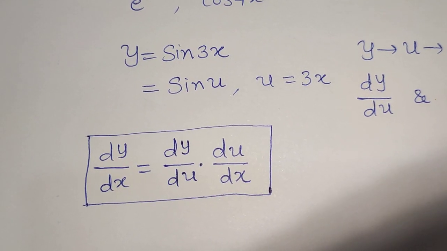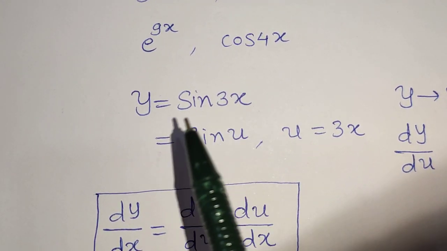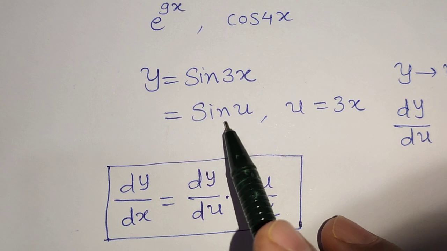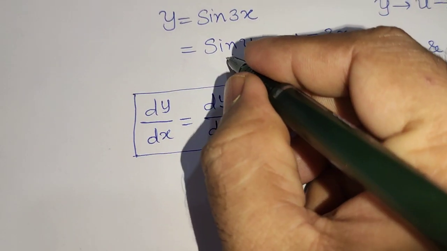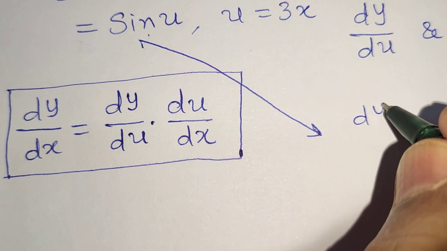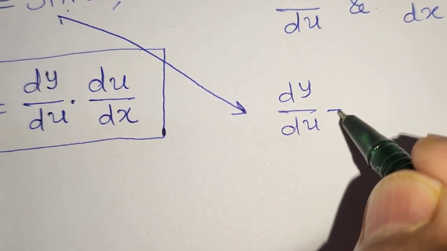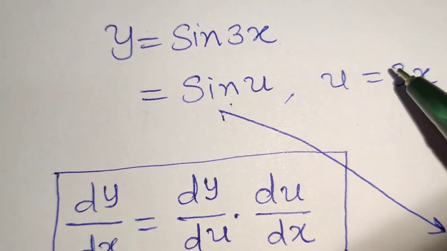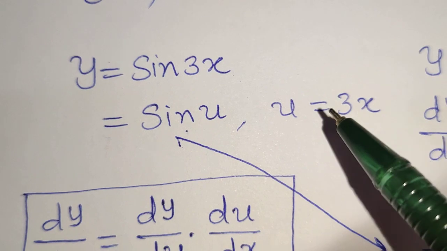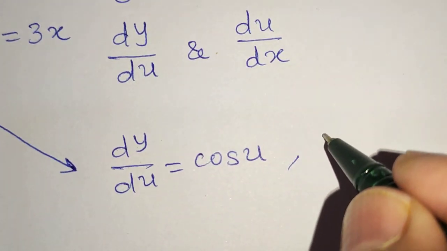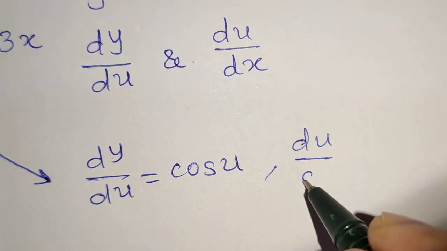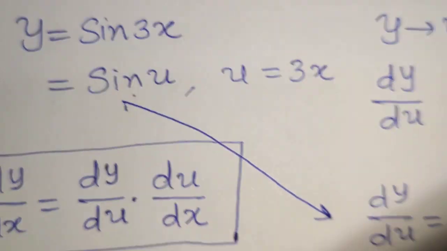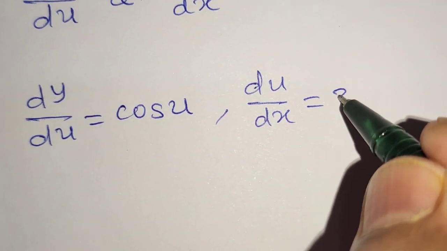So now let us understand this with this example of sin 3x. Now y is our sin u, it is not sin 3x. So the derivative of y with respect to u, dy by du, in this case, sin u is there, so its derivative is cos u. On the other hand, u is equal to 3x, so u and x are there. The derivative of u with respect to x, that is du by dx. The derivative of 3x is, the derivative of x is 1 multiplied by 3. So the derivative of 3x is 3.